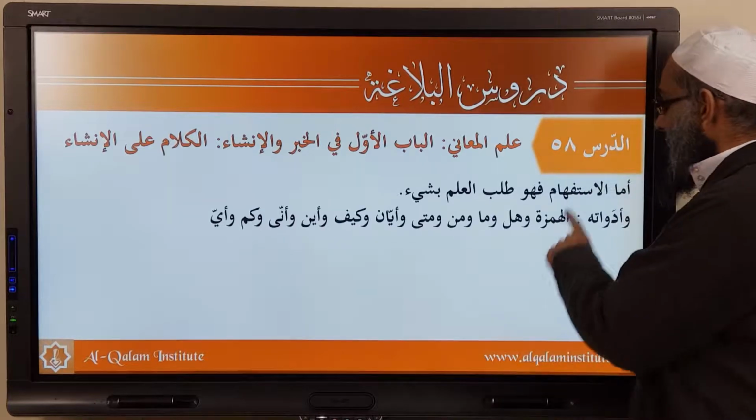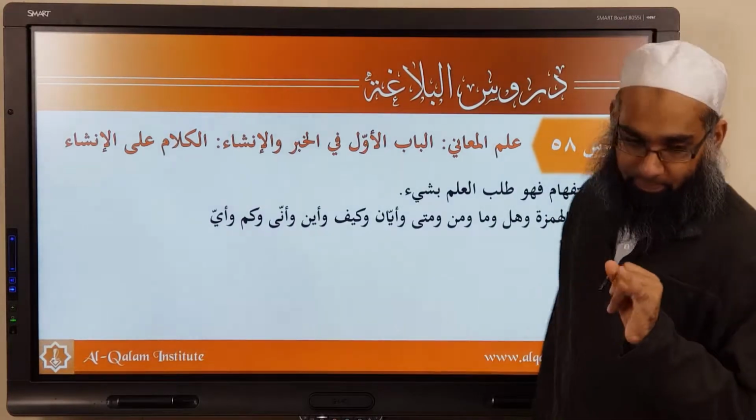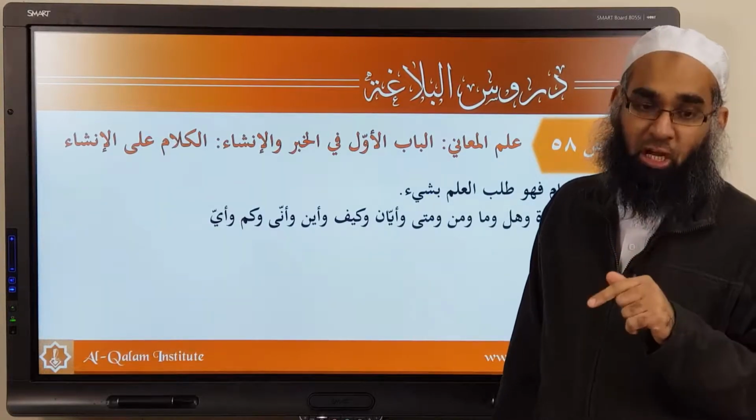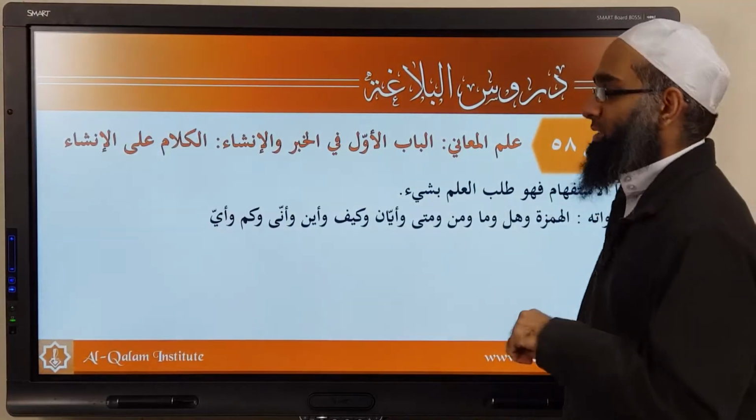So inshallah we're moving on to istifham. So we finish the amr and the nahi, which are the first two types of insha at-talabi. So we're going to istifham.